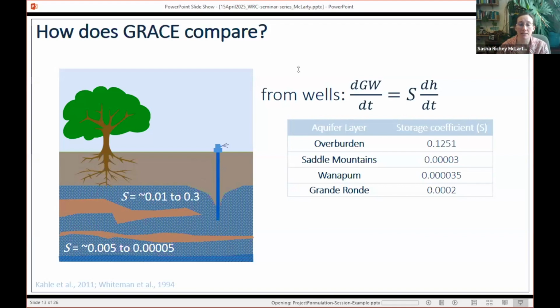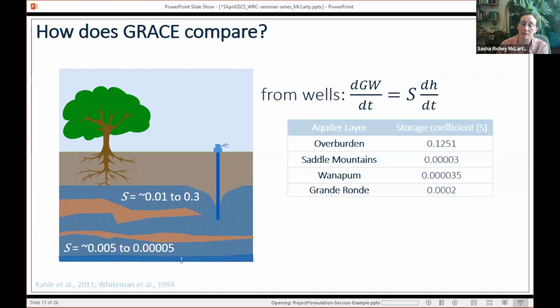And that's important because of the storage coefficient. These numbers are just for generic unconfined and confined aquifers. The storage coefficients are orders of magnitude different if you have an unconfined aquifer versus a confined.